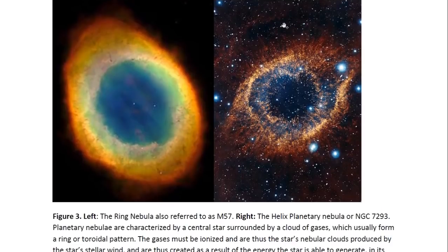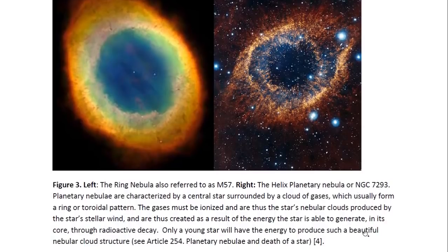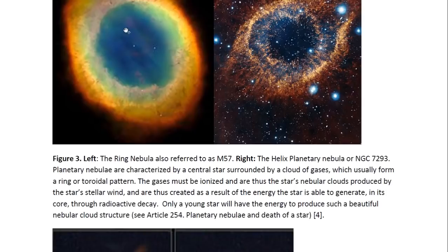And here we see some planetary nebula. This is the Ring Nebula, also referred to as M57. As you can see, there's a star there at the center. And there's a star at the center of this one. This is called the Helix Planetary Nebula, or NGC 7293. So these planetary nebulae are always characterized by a central star surrounded by a cloud of gases, which usually form a ring or a toroidal pattern.